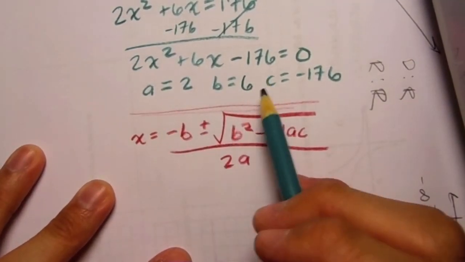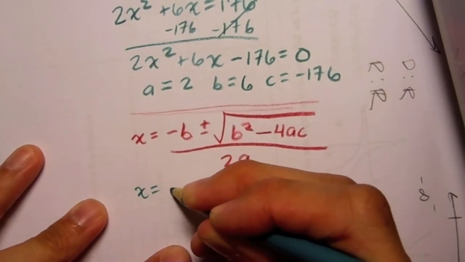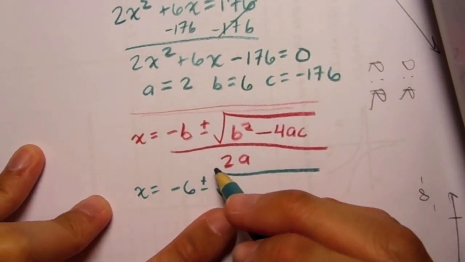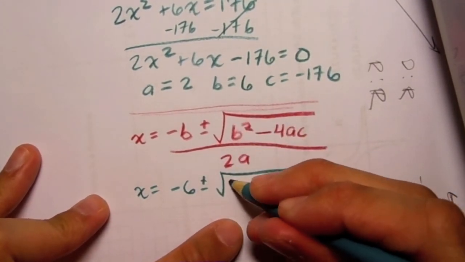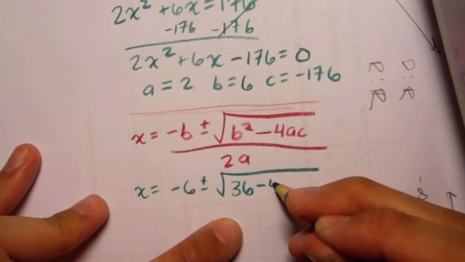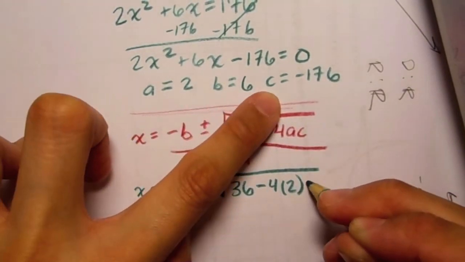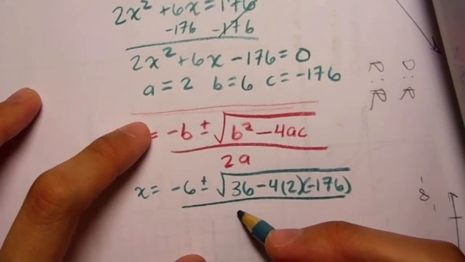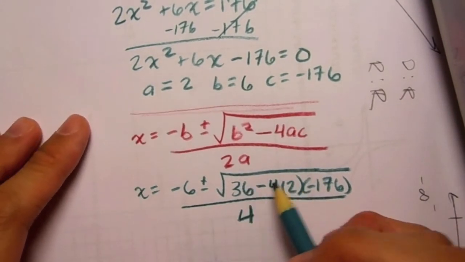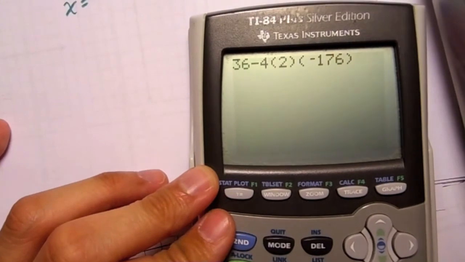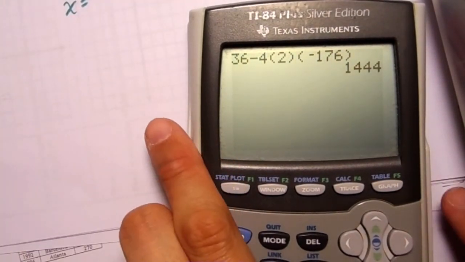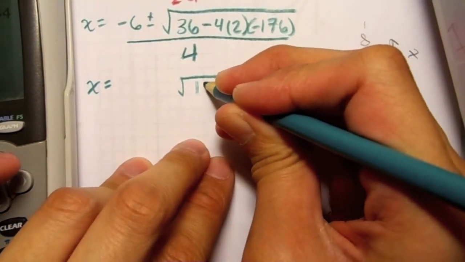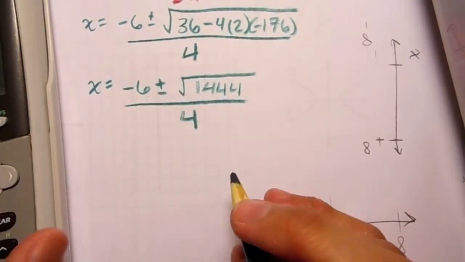So plugging in those values, we get x is equal to negative 6 plus or minus the square root of the quantity b squared. So 6 squared is 36 minus 4 times a times c, all divided by 2 times a, which is 4. Now we want to simplify what's underneath this radical. That simplifies down to the square root of 1,444.